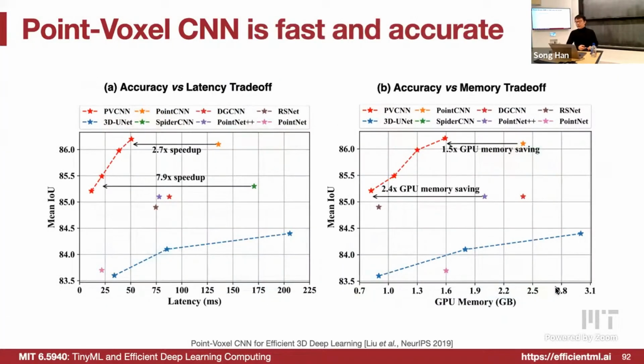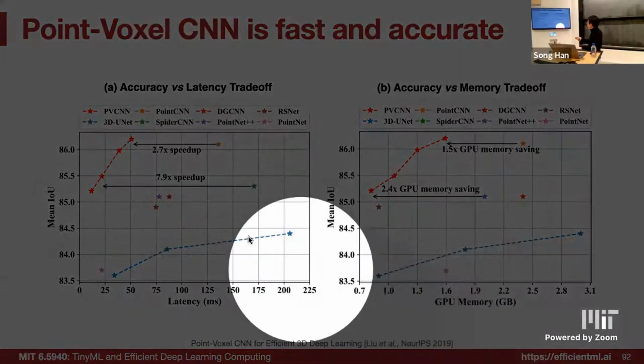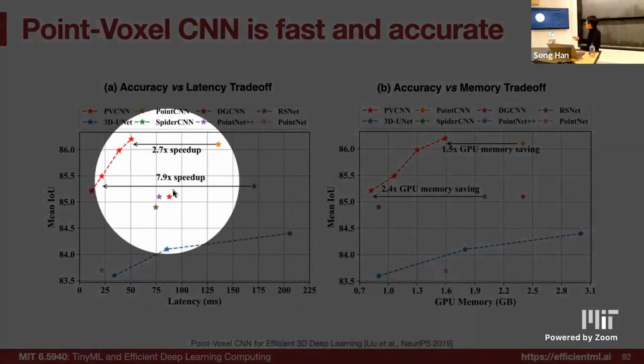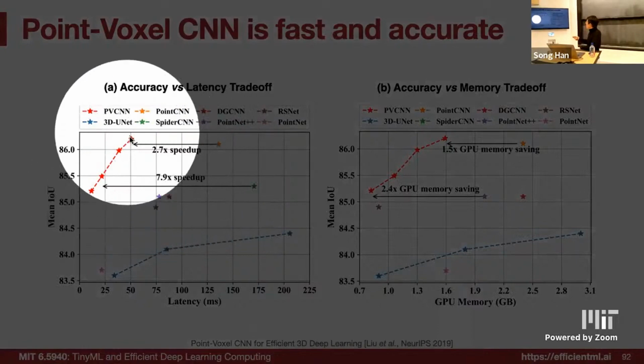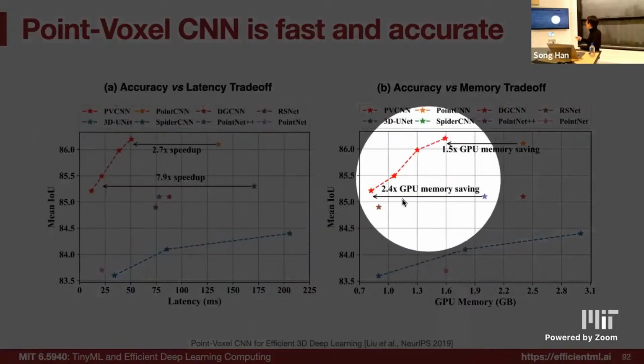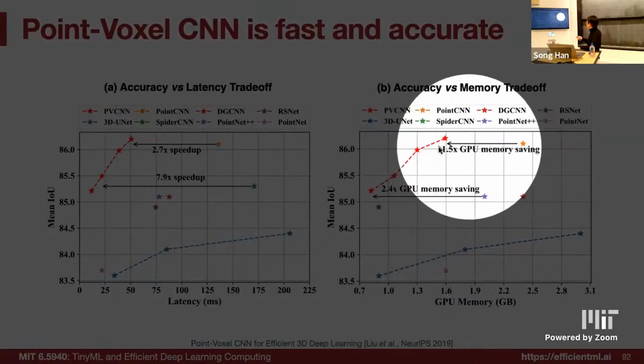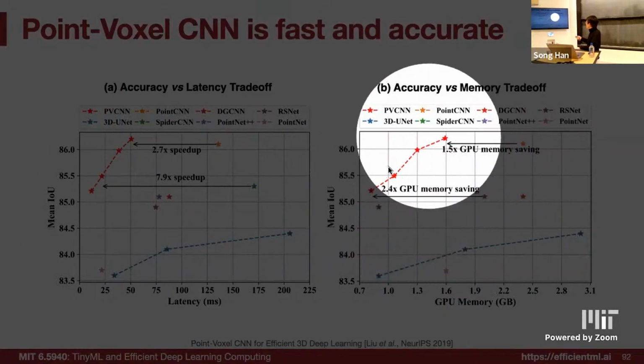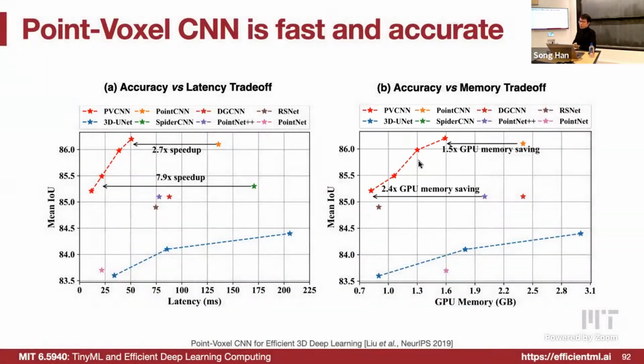So Point-Voxel CNN is pretty fast and accurate. This is comparing the latency, more than 7x speedup with superior mIoU, the accuracy, versus this is the GPU memory, much lower memory, but higher mIoU. So pretty good memory and latency trade-off.